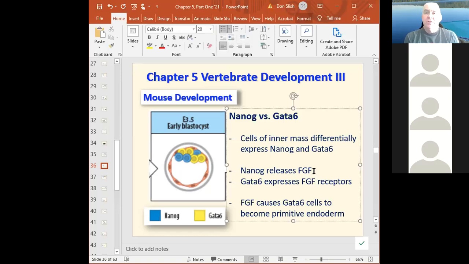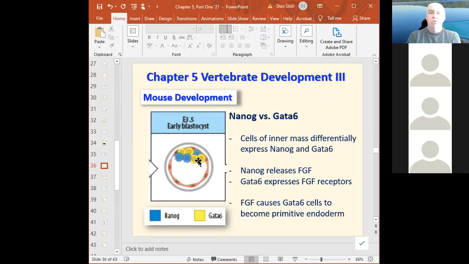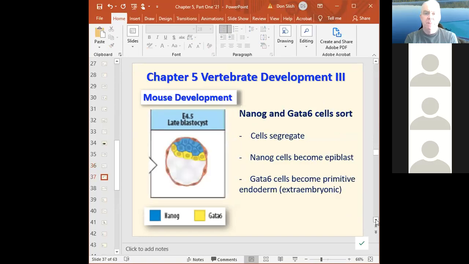Here comes our old friend FGF again. Always important here in early embryo development. So FGF starts to be released from these blue cells, and the yellow cells have got receptors for FGF. So here we're signaling from one cell to the other. And FGF is going to cause those GATA6 cells to become primitive endoderm, which will be really important for early development here. So they segregate then, and you end up with your primitive endoderm on the outside.